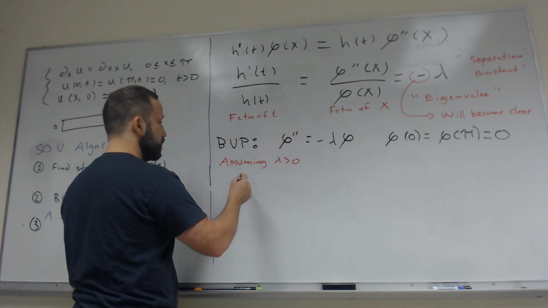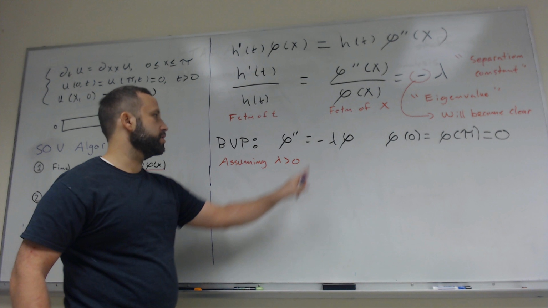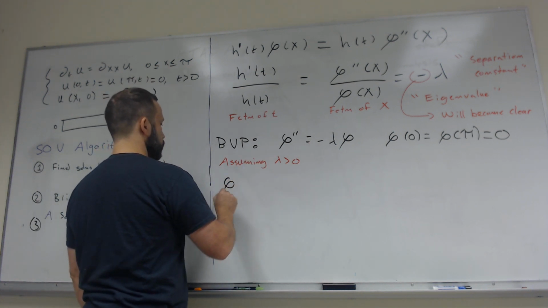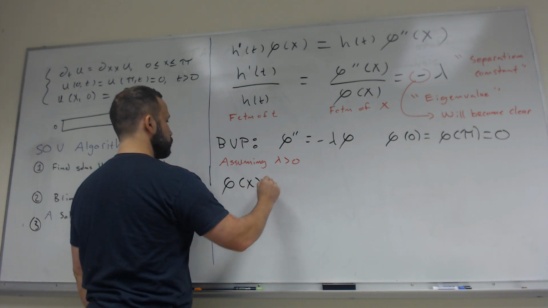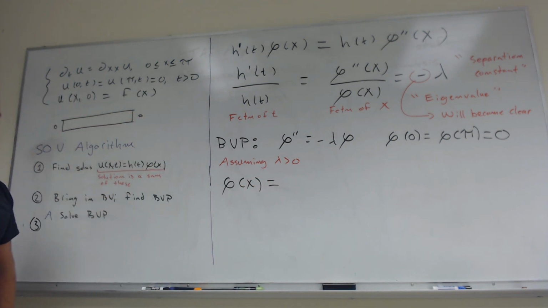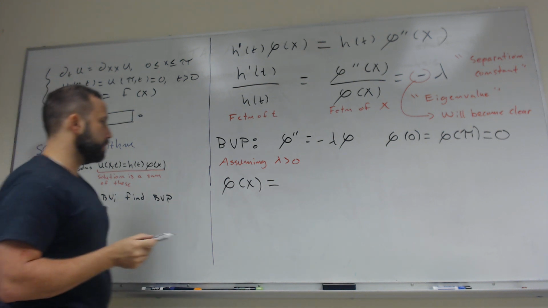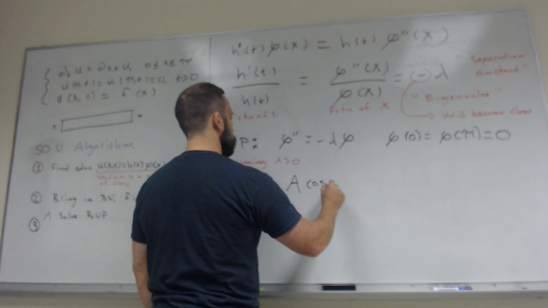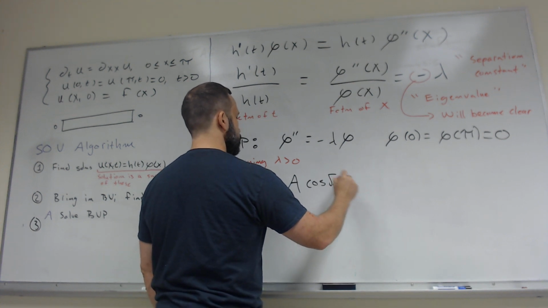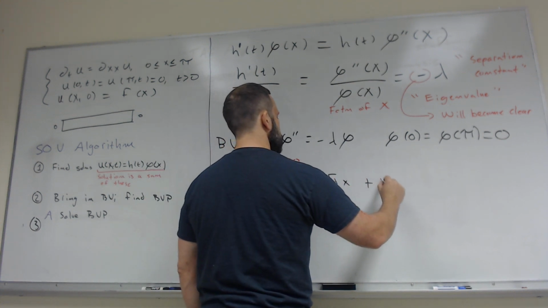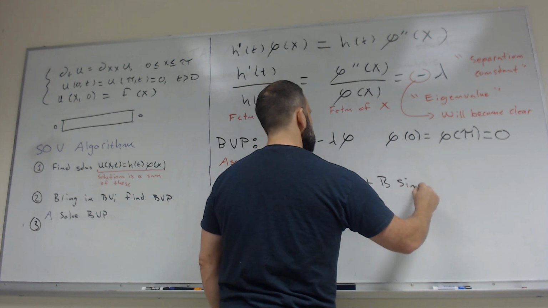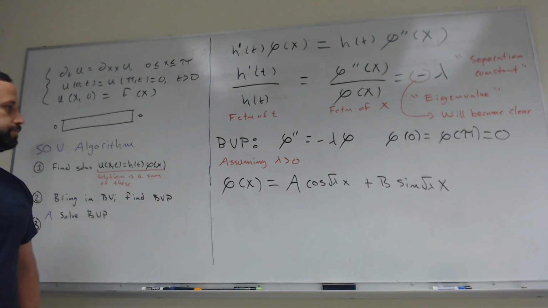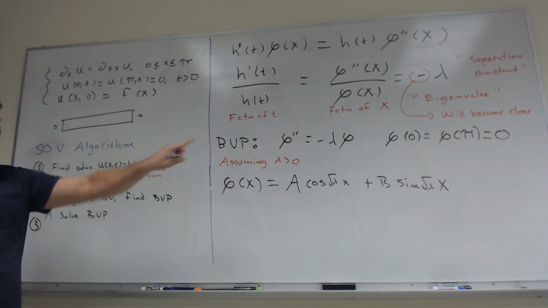So if I solve this, the general solution, if lambda is positive, minus lambda is negative. And so the general solution is going to be, this is from ODEs, if you don't remember this computation, we're doing the characteristic polynomial, just look it up. We've got phi of x is equal to a cosine square root of lambda x plus b sine square root of lambda x. Okay, so now I'm going to use my boundary values.